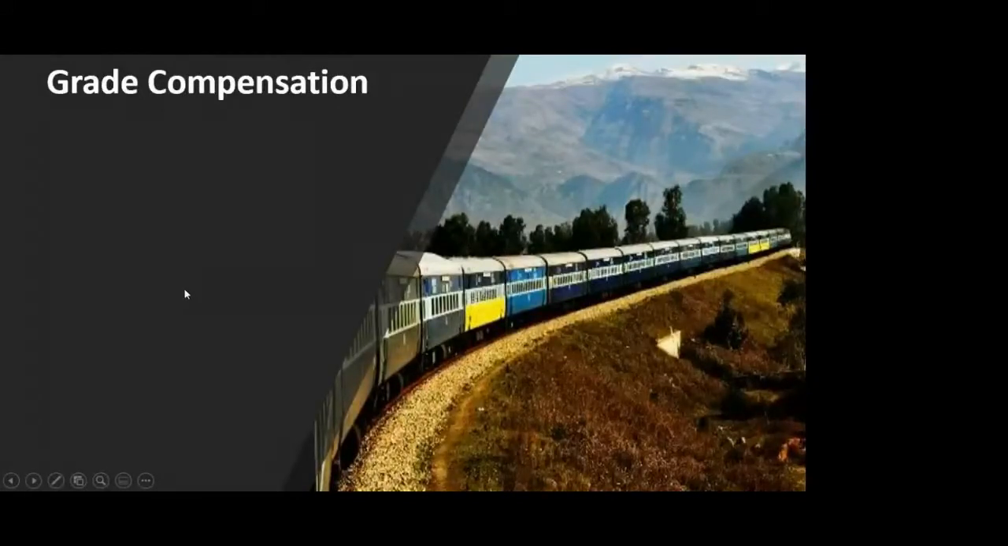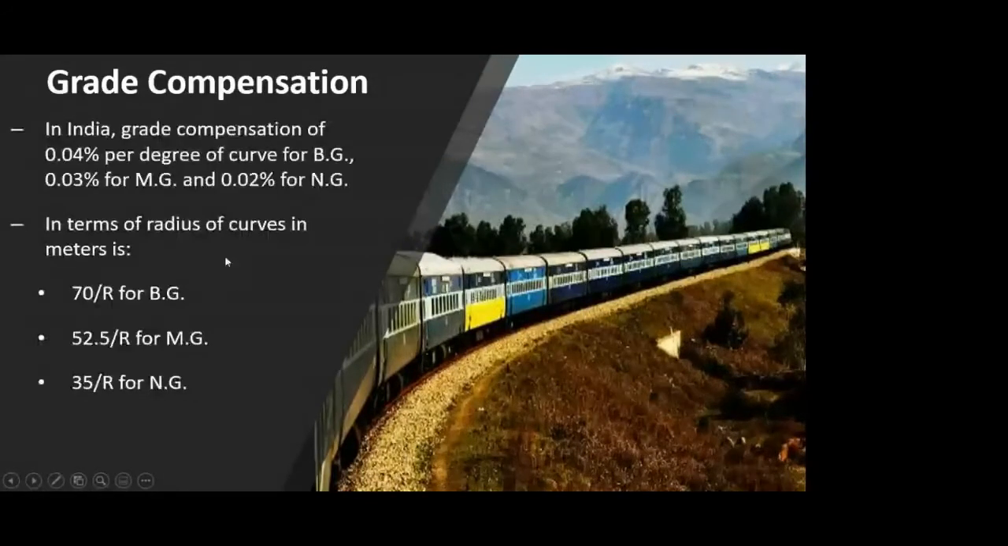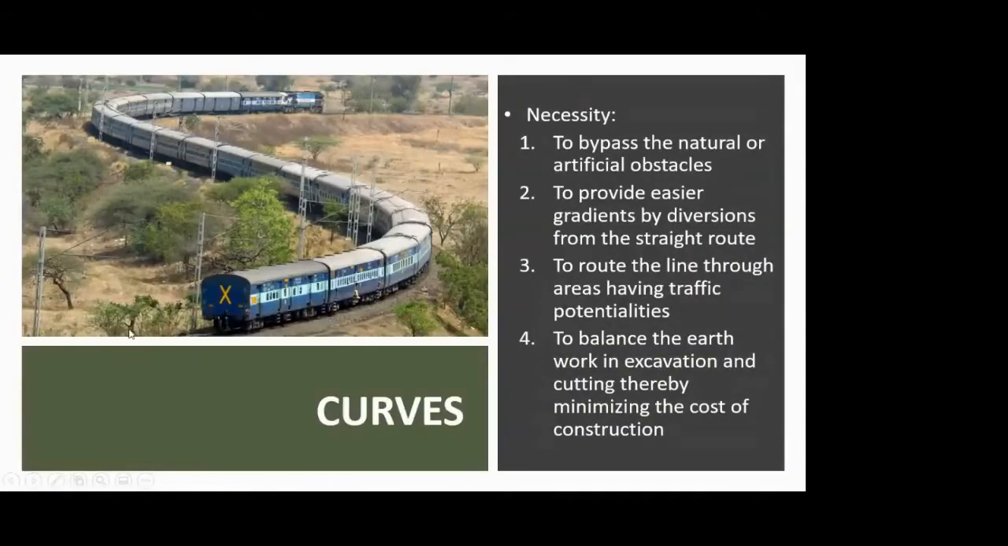Then we saw grade compensation. It is nothing but when you have a horizontal curve as well as an up gradient together. So in that case, to reduce the work done by the engine or the load on the engine, the grade is compensated a bit, as in it is reduced a bit, and it is reduced by use of these rules set by the Indian Railways as per the gauge of the railway. So this was all about the gradient.